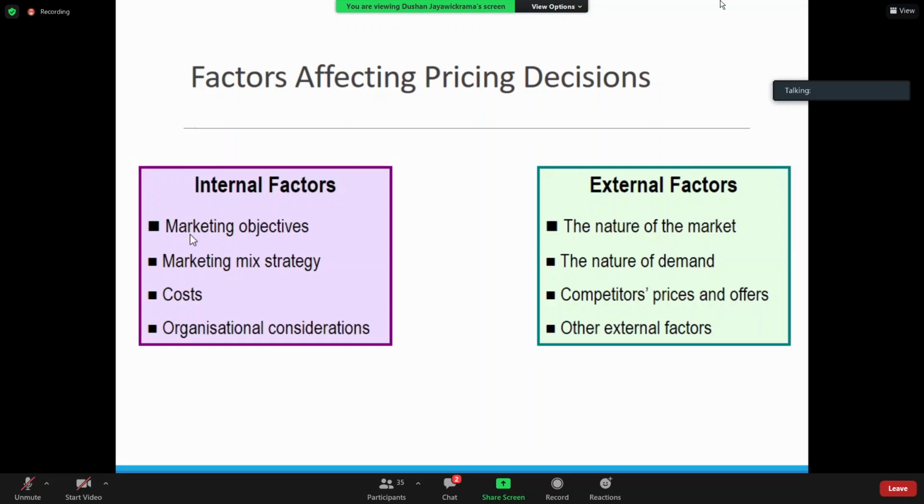When it comes to internal things, it's very important that you have your marketing objectives in mind. What is it that you want to achieve within your marketing? Is it market share, customer awareness, preference, trial, or what is it that you want to achieve? If it's market share, obviously you need to have a relatively low price, because we believe that if you offer a relatively low price, more and more people will try, then you will have a larger market share, and then you become relatively well established in the market. You can then increase the price.